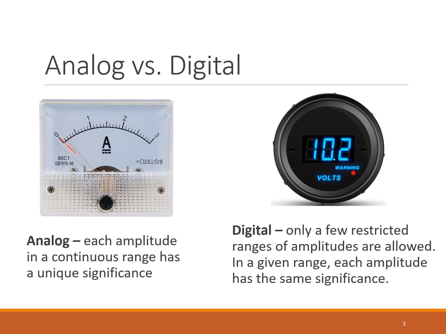In this chapter, we're focusing on digital logic, so before we get into any of the details, we should first compare and contrast analog to digital. So as you can see in the definitions on the slides here on the left, we have an analog meter, and in this case, each amplitude in a continuous range has a unique significance. On the right, I have a digital meter, and so in this case, we only have a few restricted ranges of amplitudes, and in each given range, each amplitude has the same significance.